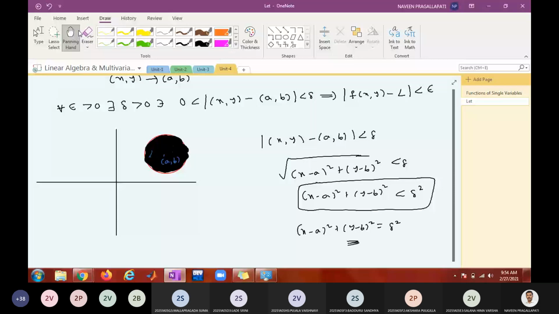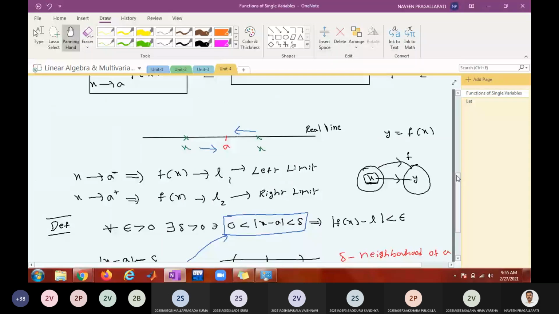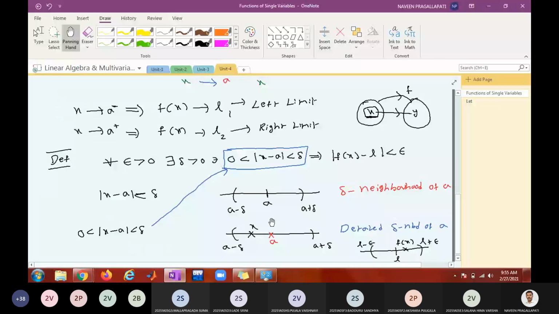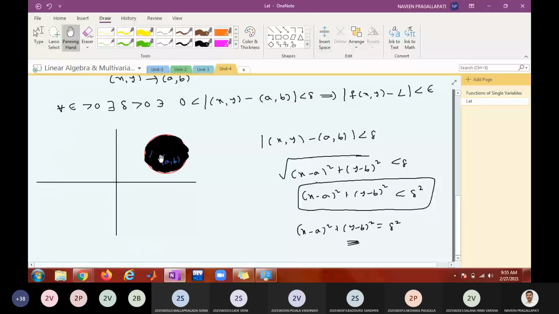Do you understand? For a single dimension, what is the shape of a neighborhood? It is a straight line, from a minus delta to a plus delta. For two dimensions, it is a plane. What kind of plane?